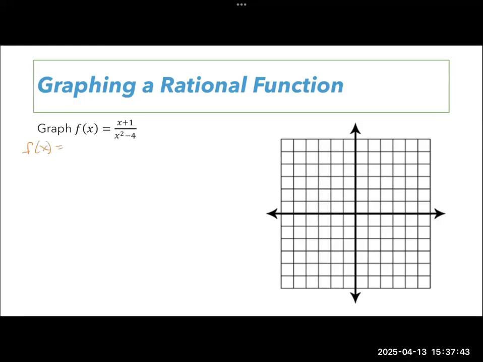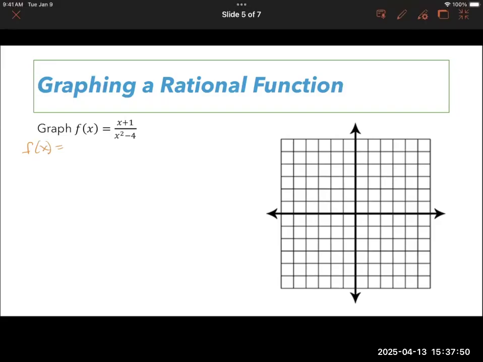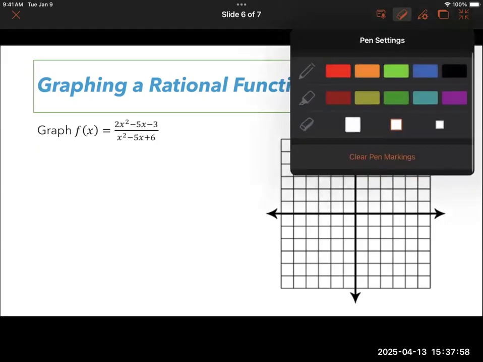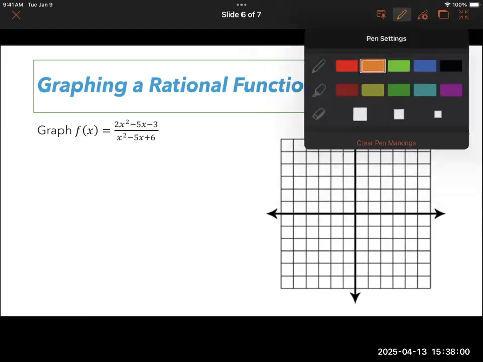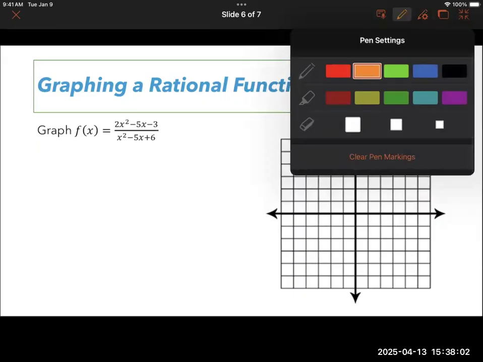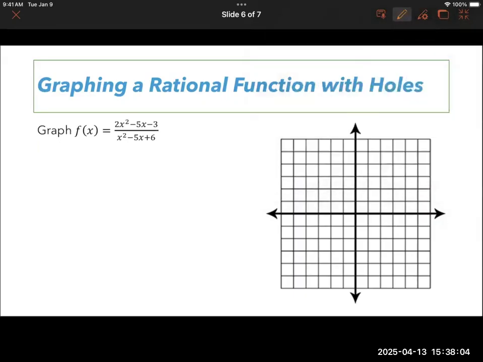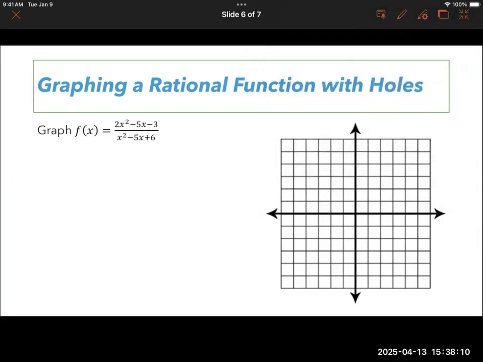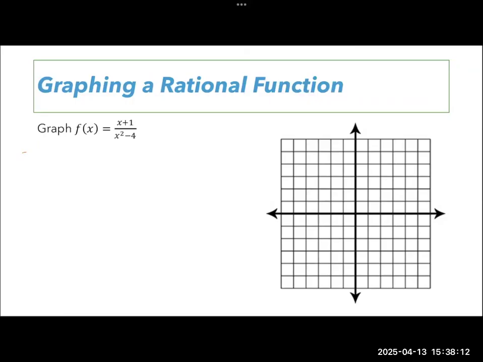Okay, so I can't really factor anything else in the numerator. Actually, let me do this really quick. I'm just going to write this off to the side, maybe. I can get this to work. Well, that's not what I wanted. There we go. Now we're back.